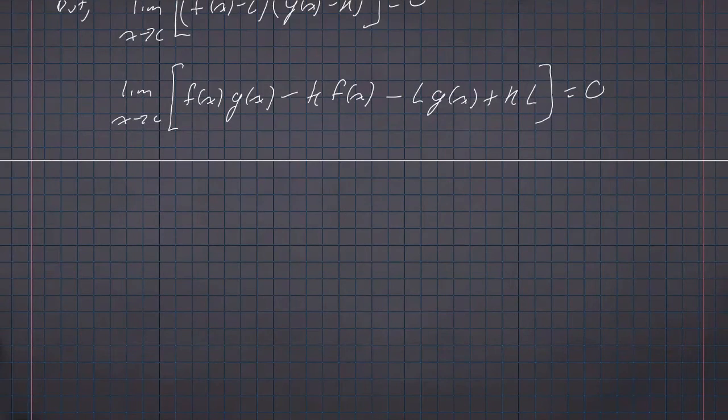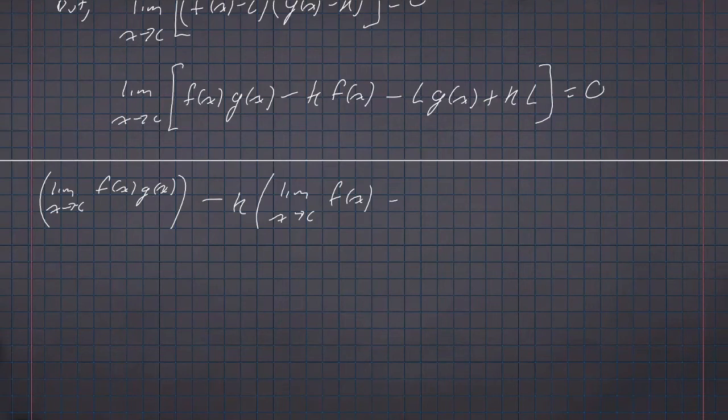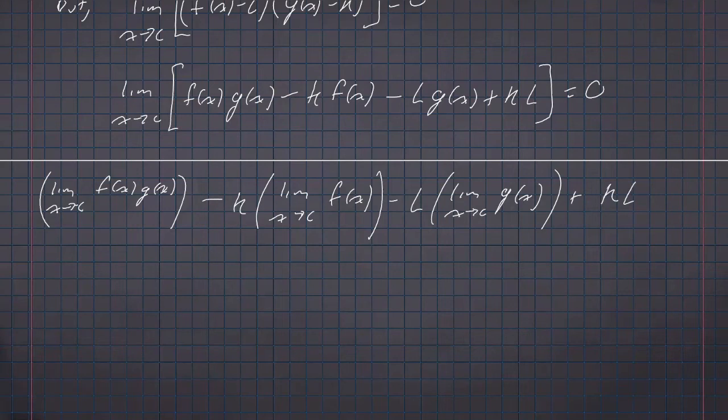And then I can use the linearity of limit to split this up. Right? This is the limit as x goes to c of f of x times g of x minus k times the limit as x goes to c of f of x minus L times the limit as x goes to c of g of x plus, well, it would be the limit as x goes to c of k times L, but k and L are both constants, so I'll just leave those as k times L.